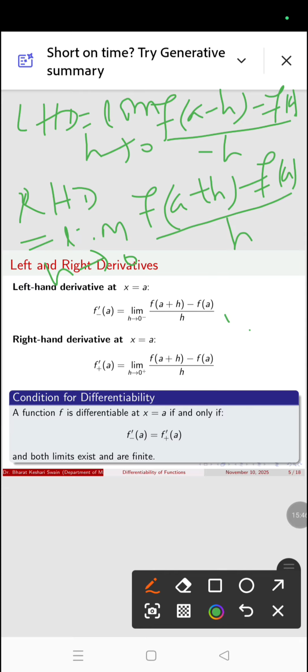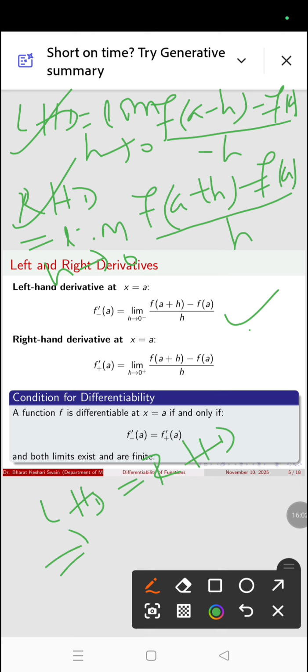Okay. Now, what is the condition for differentiability? When will the function be differentiable? When your LHD is equal to RHD, the function will be differentiable. So, for the differentiability of the function, the LHD must be equal to RHD. The function is differentiable if and only if your left hand derivative is equal to right hand derivative, and both the limits exist and are finite.